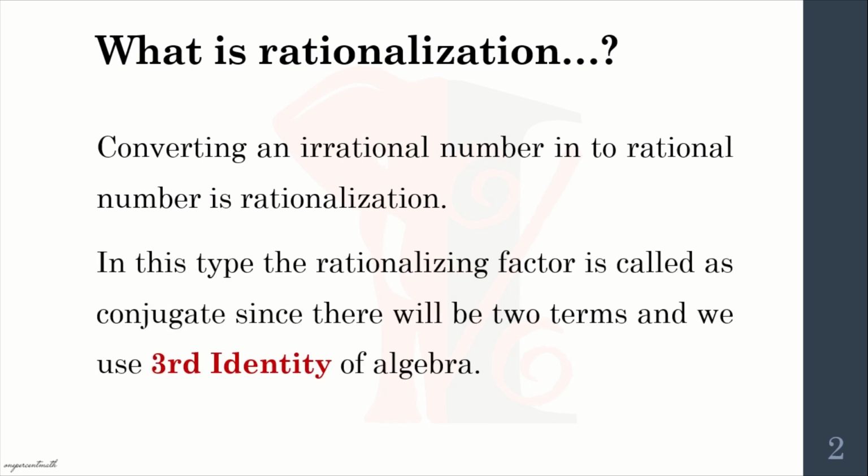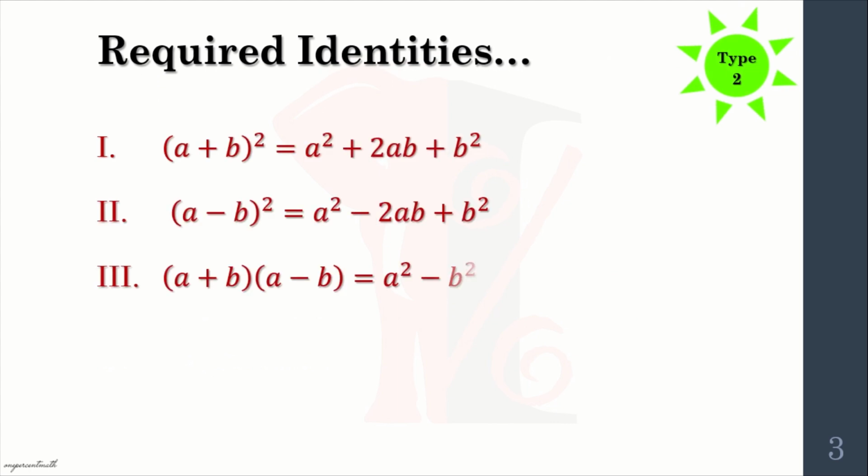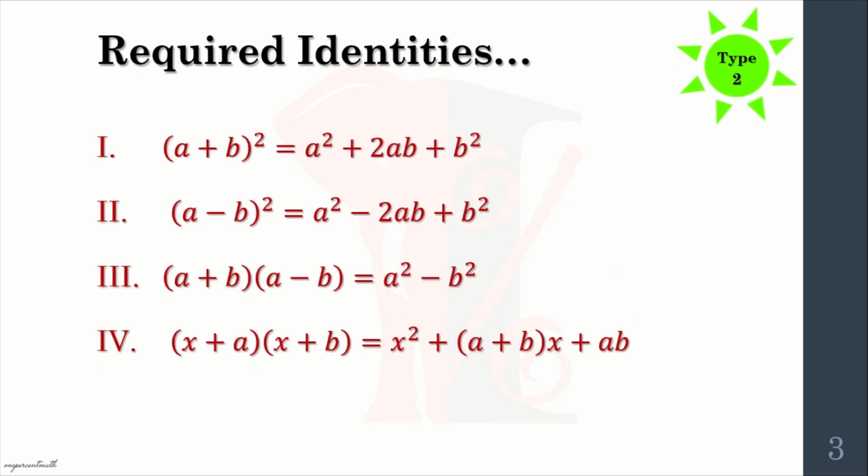Today's video will be discussing the conjugate. That means there will be two terms in the denominator which we need to rationalize. For that we are going to use the third identity of algebra. We have a total of 4 identities, and the third one, that means (a plus b) into (a minus b) is equal to a square minus b square, is going to be one of the most important identities for us. Even though we use the first, second and the fourth, this will help us in removing the irrational number and making it a rational number.